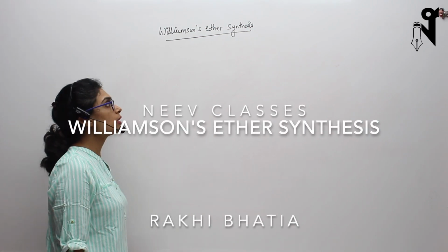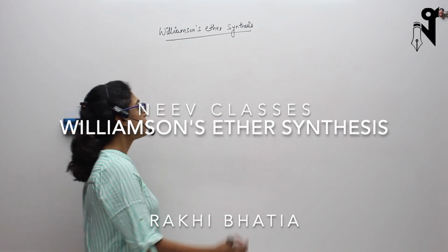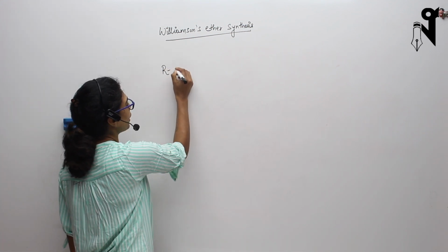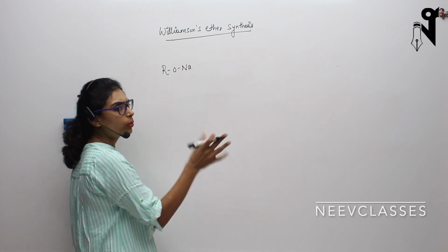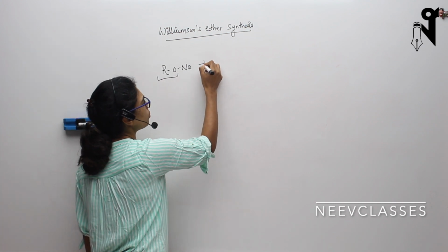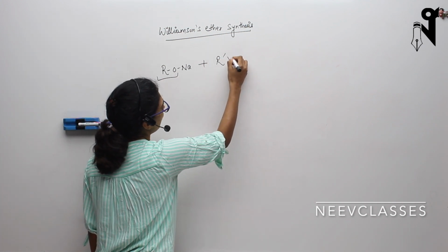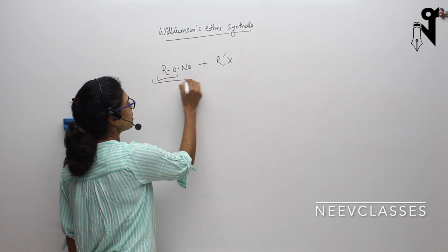Next we'll do Williamson ether synthesis. This is a reaction between a base and a haloalkane. So we'll be taking RONa, or we can take ROK or whatsoever. This RO part will be acting as a base and a nucleophile both. And we have RX. Now when we talk about RONa, Na is just a spectator ion.